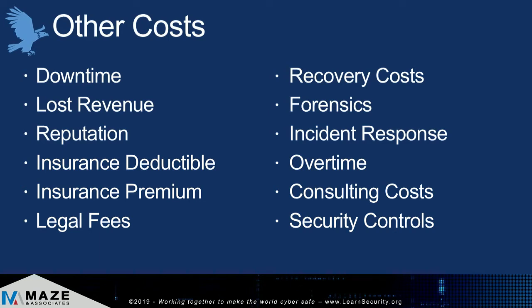Intangible cost, reputation, obviously. Your city, like Atlanta or Baltimore, ends up being front page news, and so there's definitely a reputation hit there. If you have insurance, you're going to have an insurance deductible. If you have insurance premiums, they may go up because you've had an incident. You're probably going to have legal fees involved with this. And that's before we get to recovery costs: things like forensics, the incident response, having other organizations come in and help you, the overtime for your staff to cover and do things manually, or just the IT staff trying to cover it, consulting costs, and then the security controls that you didn't have in place that you now need to put into place to prevent being hit again in the future. So there's a lot of costs there.